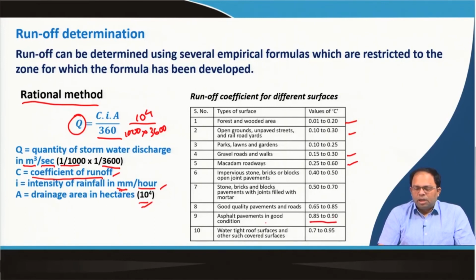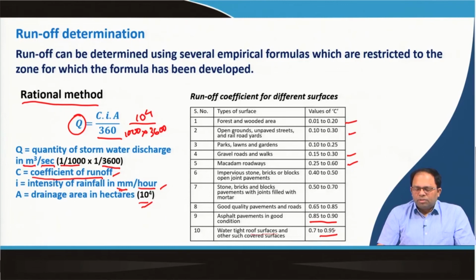For example, asphalt concrete has a coefficient of around 0.85 to 0.9, whereas roof surfaces are almost 0.95, or you can even ignore that, because roof surfaces usually drain to the surface drains or to the drainage network, right. So it does not create much runoff unless the rainwater pipe is not fitted to a drainage network. In that case we can assume that.